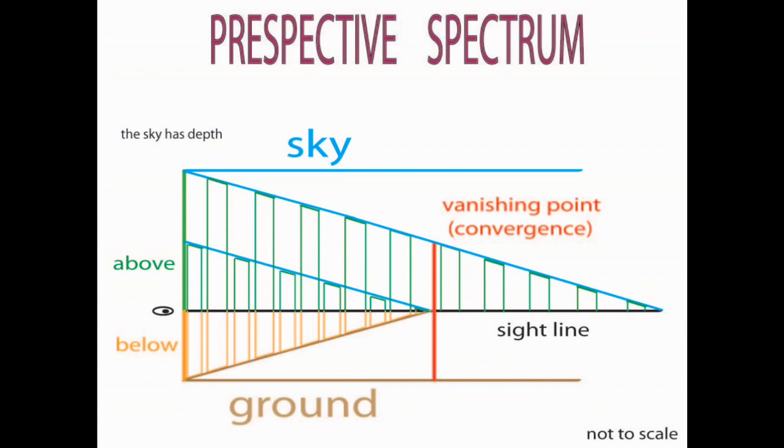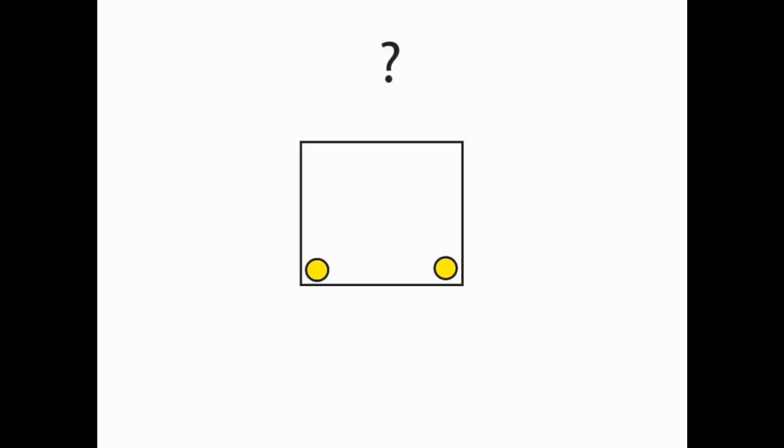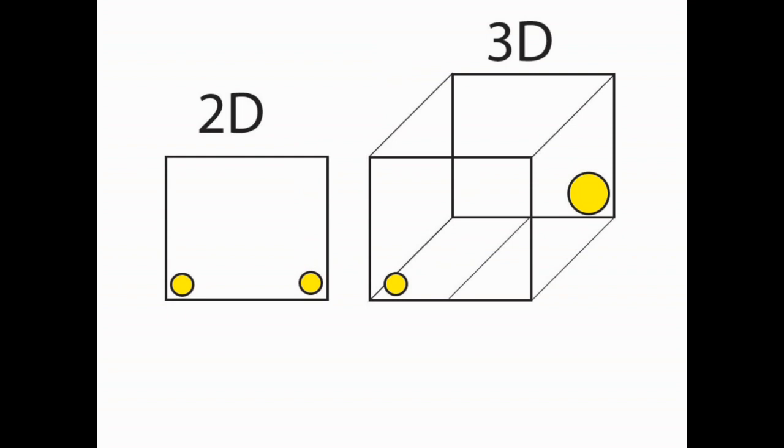Let's look at these two dots. Are these two dots the same size? Well, that depends. Is this a 2D or 3D depiction? Because if this is a 2D depiction, then they are the same size. But if this is a 3D depiction, then we have to determine whether or not there is distance between these two dots. Because if there is distance between these dots, then the dot further from the observer would have to be bigger to cancel out the distance to be perceived as the same size.